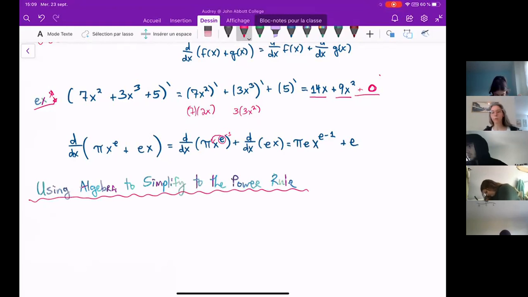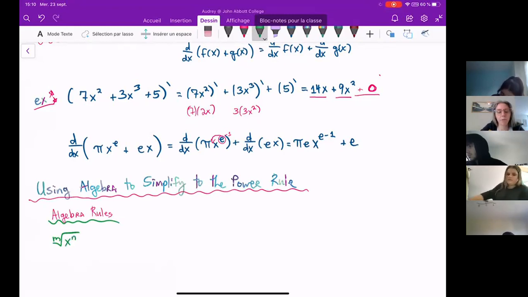And so we've actually kind of reminded ourselves of these algebra rules already in this class, but I'm still going to show them to you again, just so that they're fresh in your minds. How can I rewrite the nth root of x to the power of n? x to what power?